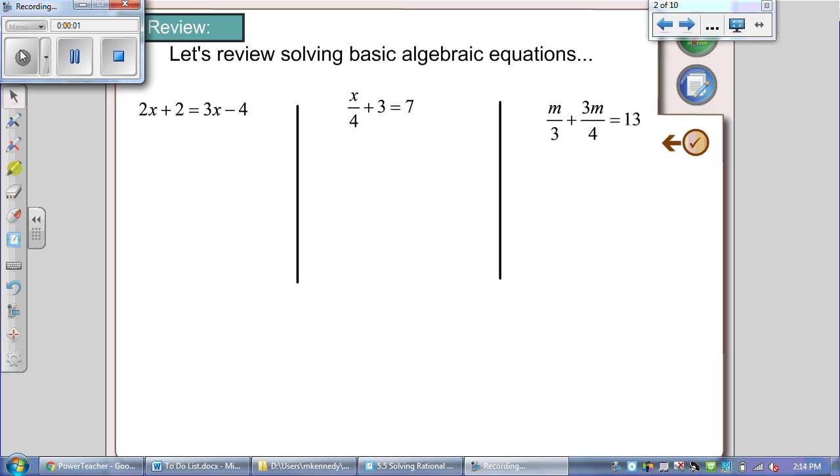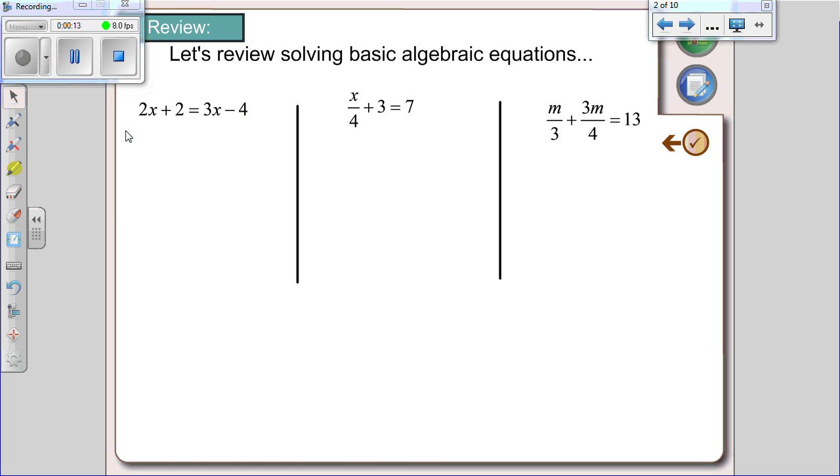The difference is an equal sign. And again, we're going to start off easy because we're going to show you just how easy this can be. The first one, no fractions at all. So just solve for x. I'm going to subtract 2x from both sides. That gives me 2 is equal to x minus 4.